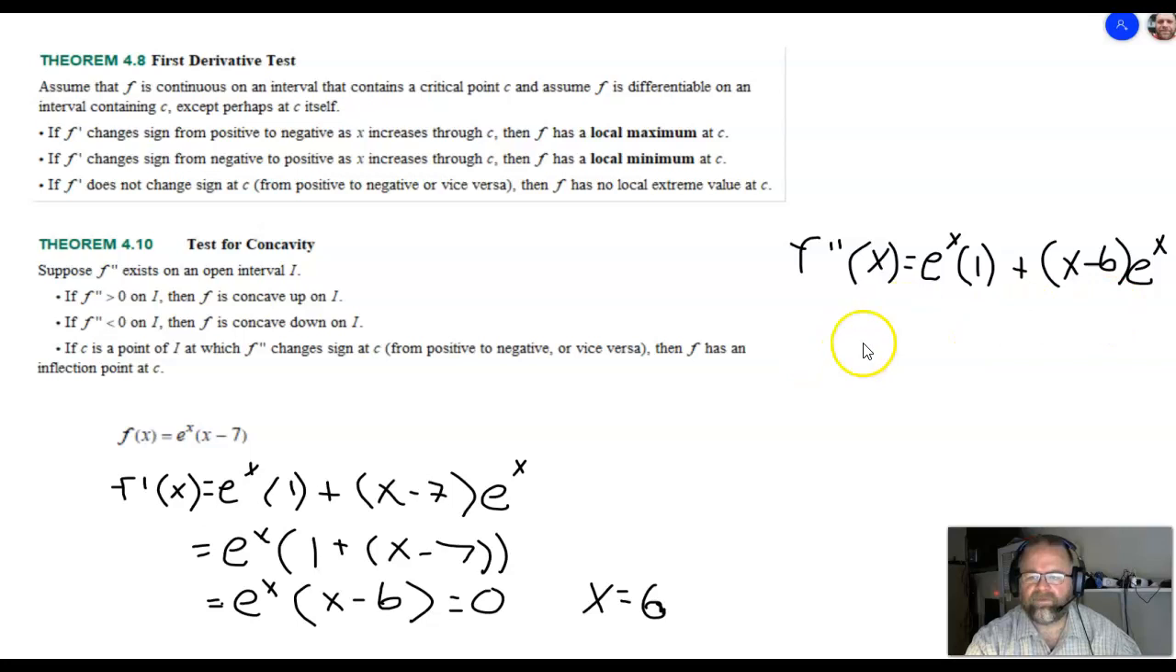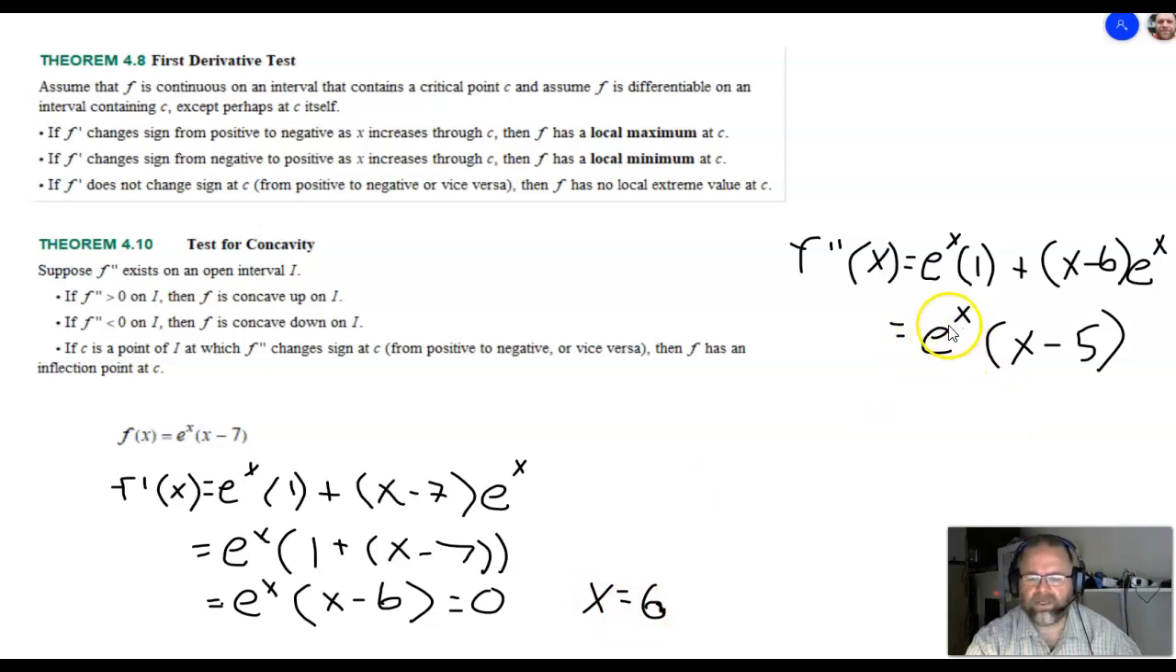And then if we factor out an e to the x there, you're going to get e to the x times 1 plus x minus 6, so that's going to be x minus 5. So this is your function for the second derivative. So if we take the 6 and put it in there, let's see what we're going to get.